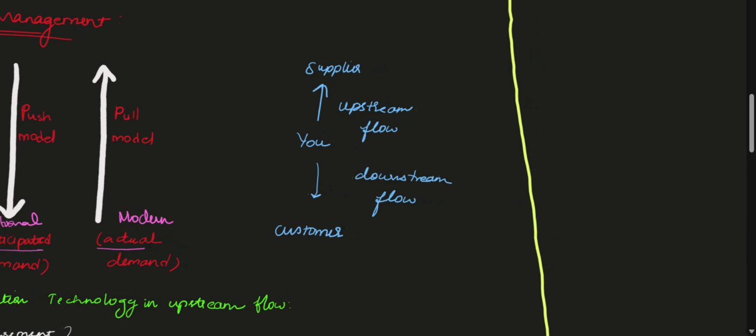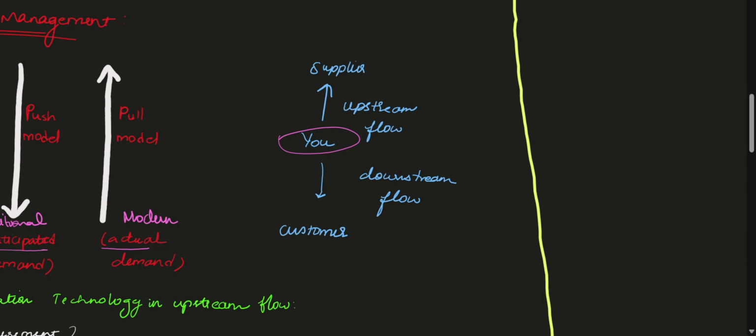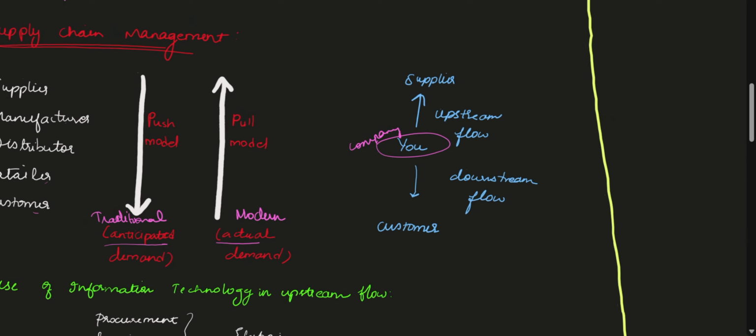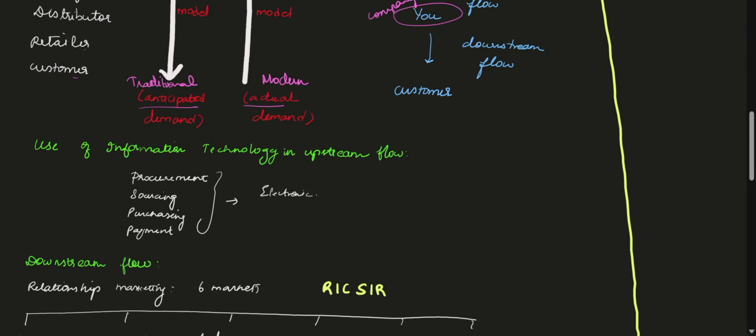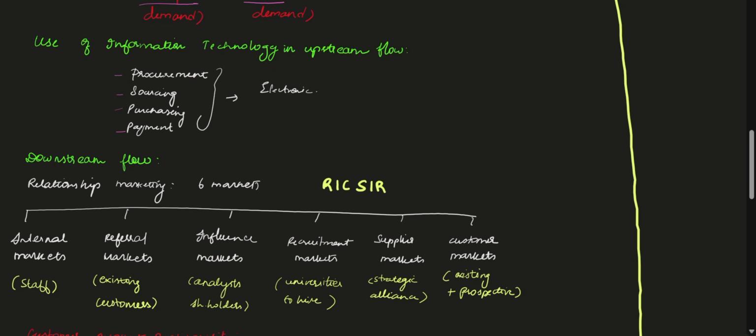Here we also have 2 types of flow. U is basically the company. We have supplier and customer. All the transactions done with the supplier is upstream flow, and all the transactions done with the customer is downstream flow. Now, how can we bring in information technology in upstream flow? We can use e-procurement, e-sourcing, e-purchasing, and e-payment. And in the downstream flow, we have e-business and email.